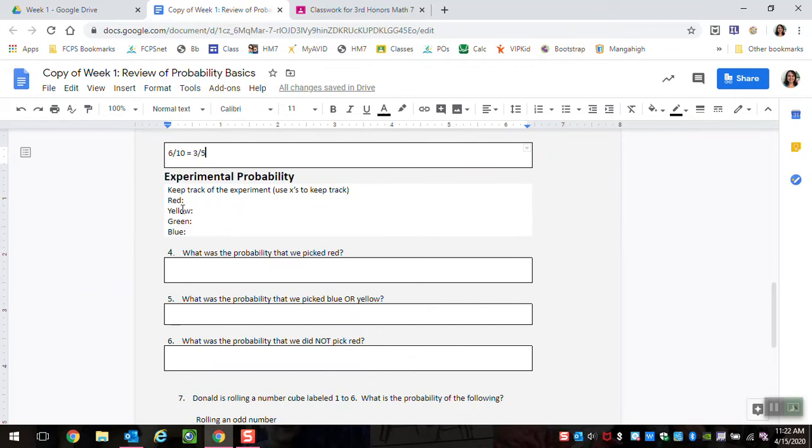Now, I'm going to flip it to the camera, and you need to keep track of the experiment. So right here, you could use X's to keep track of how many times I pull that color. I'm going to have to come back and update it. So let me switch over.